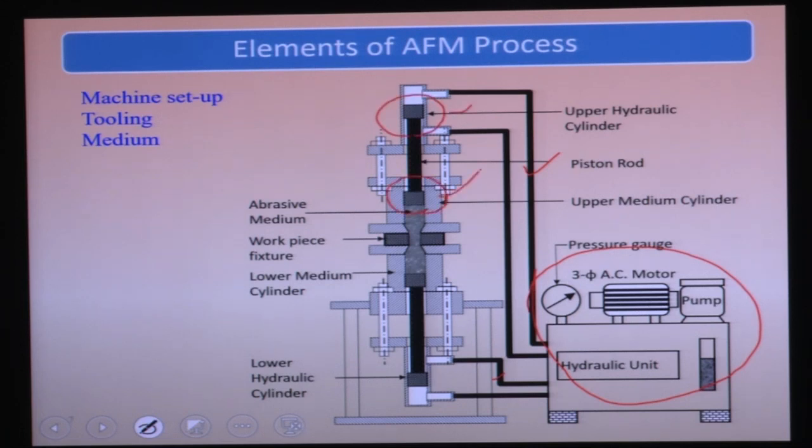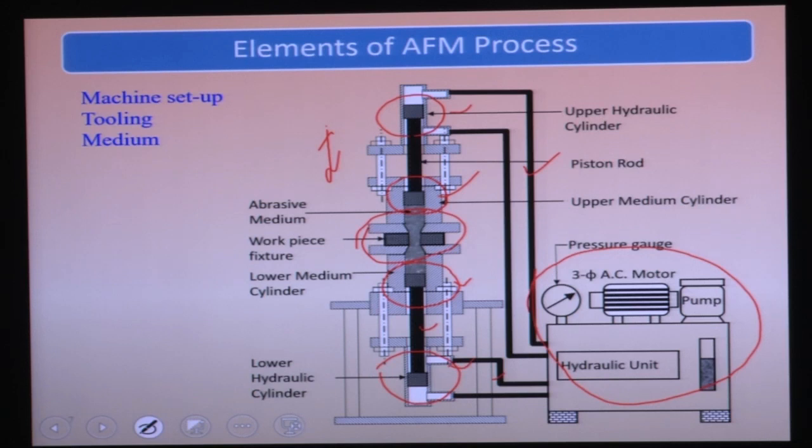Two cylinders are there. Similarly, at the bottom also there are two cylinders. This is the media piston and this is the hydraulic piston. The media piston and hydraulic piston are connected by a connecting rod. So by this hydraulic unit you are giving this kind of reciprocating motion, and this is the workpiece fixture here.